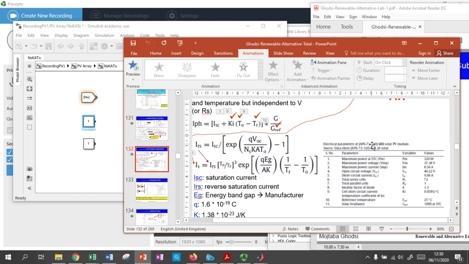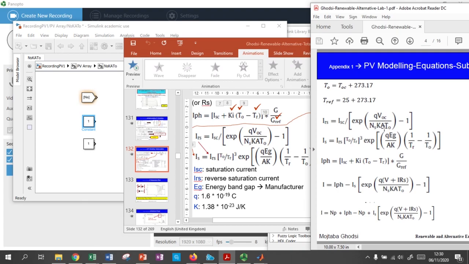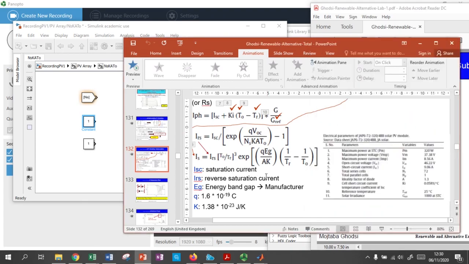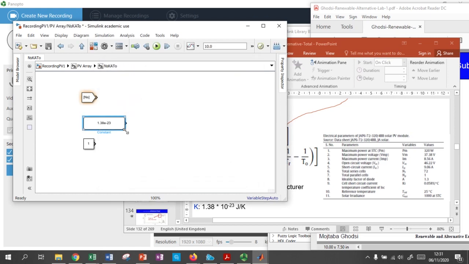Then the next one is a, and let me check this one. It shows k and a. Okay, k is 1.38 10 power. Okay, I will write it here. You can find it here, 1.38 e power minus 23. Then it's okay. I will consider this one as the constant, which is the k.